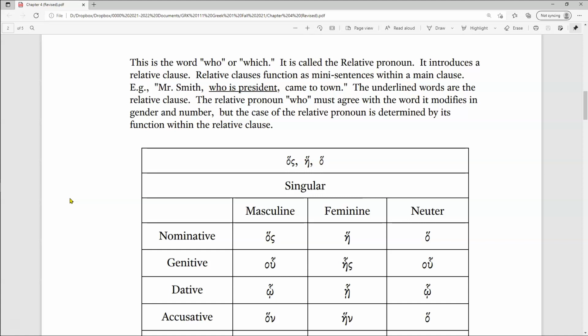If you want to say for God, you say theo. There isn't a word to or for indirect object. There's just the dative case, and the dative case implies to or for.